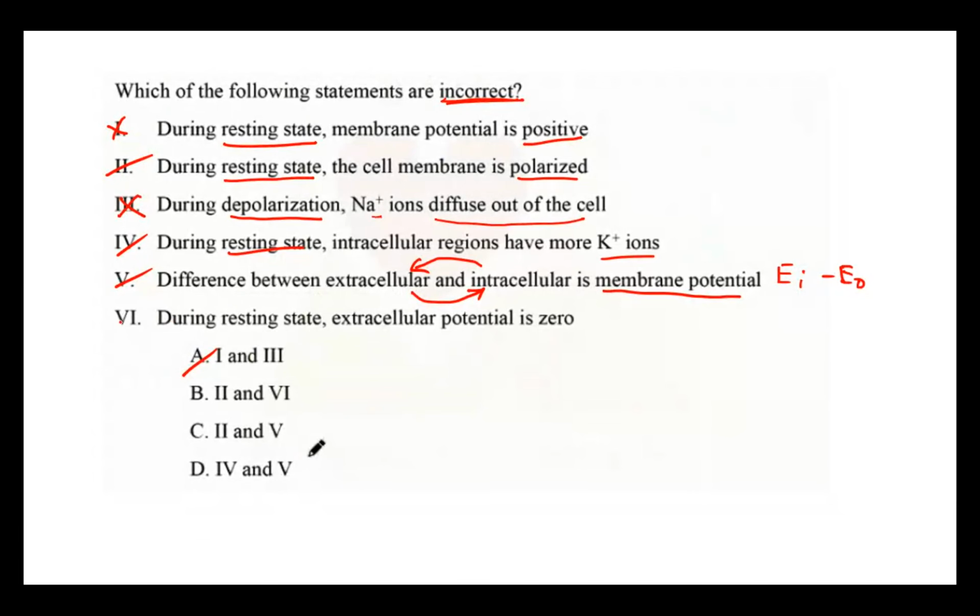But okay, what is the 6th statement? During resting state, extracellular potential is 0. Obviously, whether this is correct. The potential is 0, both extracellular is 0 and intracellular is also 0. So this is also correct. So statement 1 and statement 3 are wrong answers. So obviously A is the right answer.